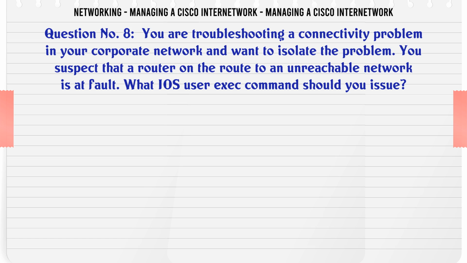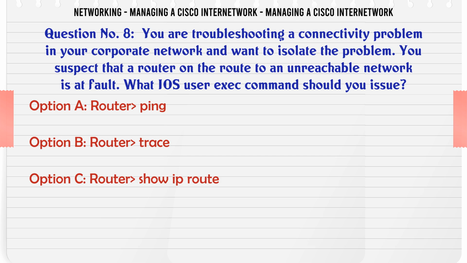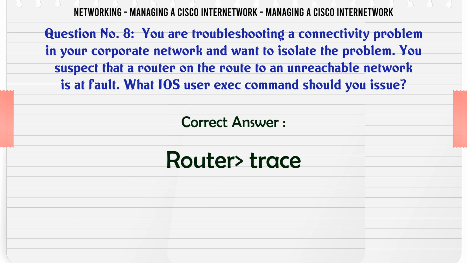You are troubleshooting a connectivity problem in your corporate network and want to isolate the problem. You suspect that a router on the route to an unreachable network is at fault. What iOS user executive command should you issue? A. Router ping. B. Router trace. C. Router show IP route. D. Router show interface. The correct answer is router trace.